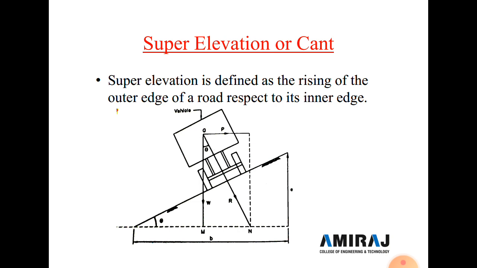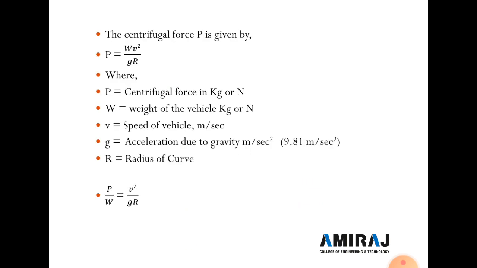Super elevation is defined as raising the outer edge of the road with respect to the inner edge, like this, as shown in the figure. This is the inner edge of the road and this one is the outer edge of the road. So when any road or highway turns to the left side or right side, the outer edge is raised compared to the inner edge, so it's called super elevation. Clear? Here e means super elevation.